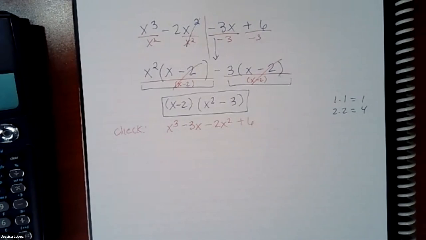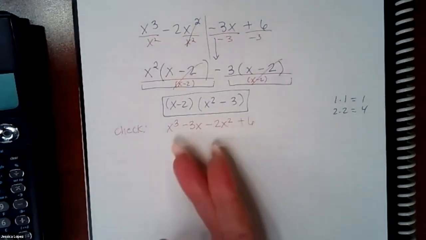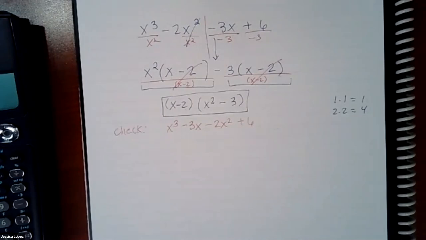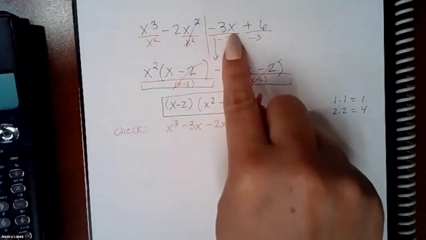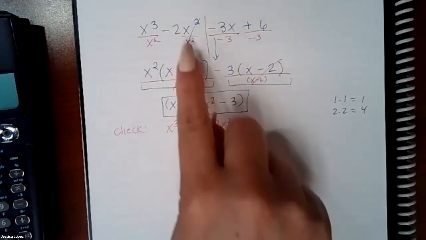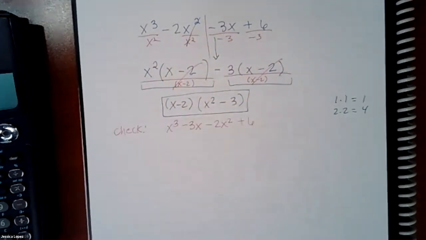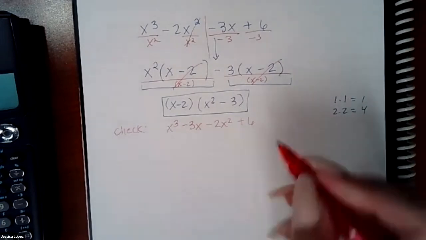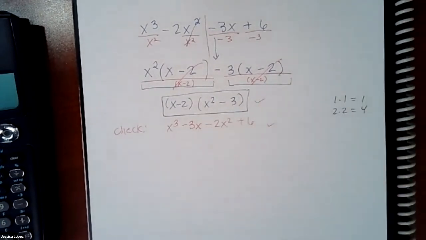Does anybody know? Yes. It is. These two terms are backwards, right? Over here. But notice that each one of them has still the same sign. So I still have minus 3, minus 3x, minus 2x squared, and minus 2x squared. So even though the terms are out of order, they are equivalent. And so this is good. That means that this answer is correct.